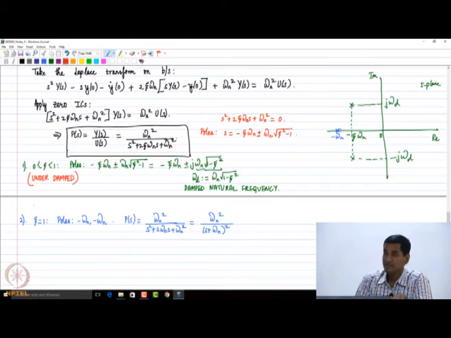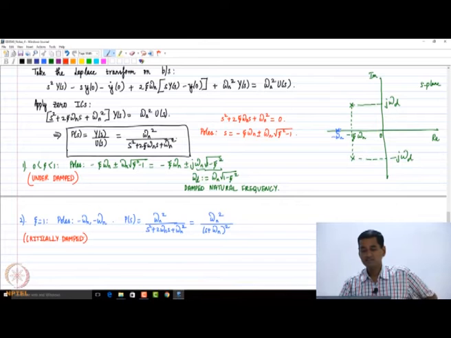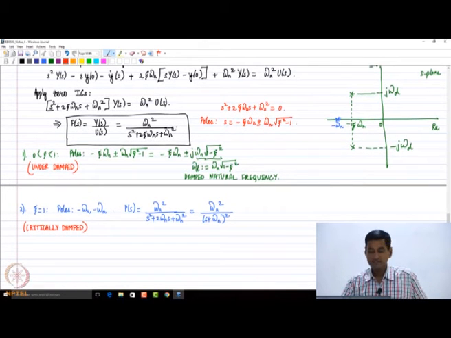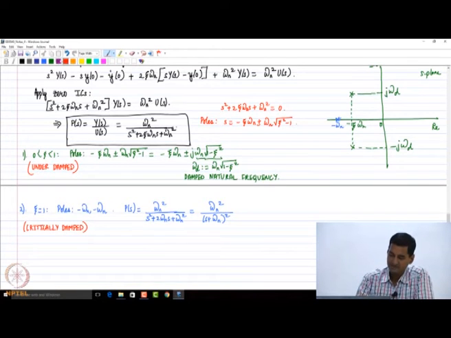And this case where we have zeta exactly equal to 1 and the poles repeating is what is called a critically damped second order system. So that's the second case.